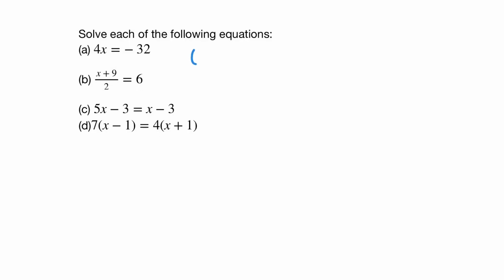There are some basic rules to solve equations. Solve each of the following equations. A. To get x by itself, divide both sides by 4. X is negative 8. This is the answer.